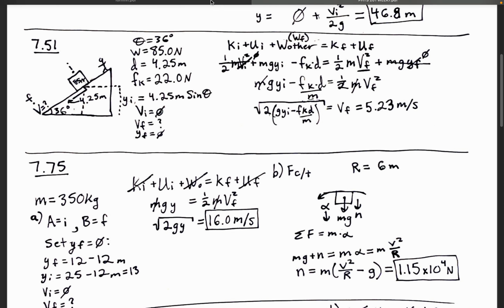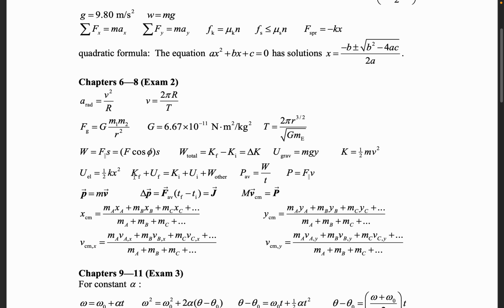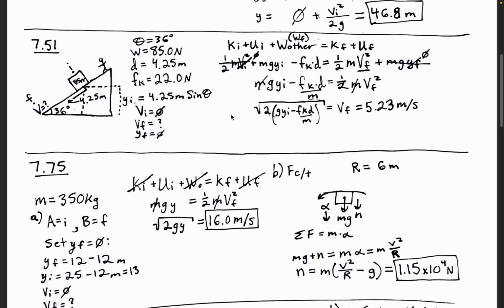So with our kinetic energy, kind of just the classic formula, we have the kinetic energy final plus the potential energy final equals kinetic energy initial plus potential energy initial plus the work of other. So any other force, that's usually friction. And in this case, you do see that it is friction, so I put this in parentheses, work of friction, W sub F.